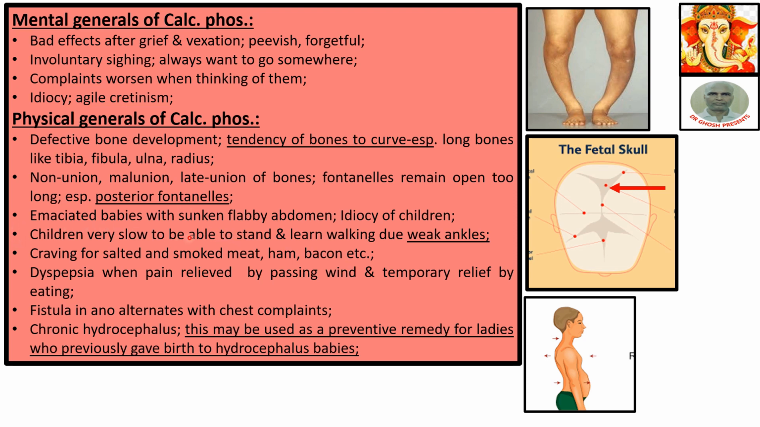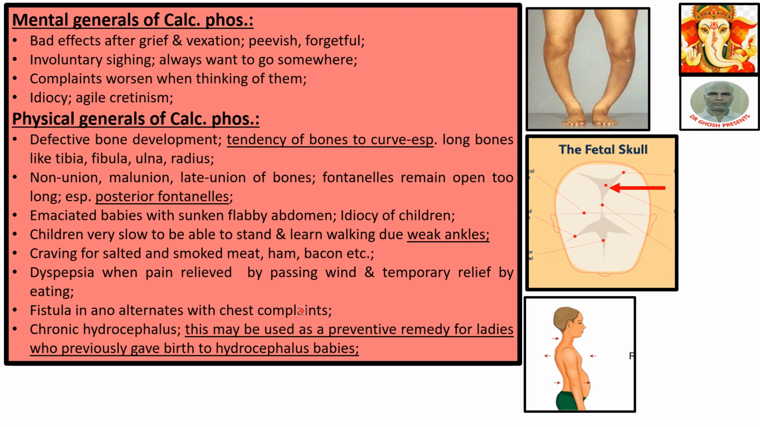Emaciated babies with sunken flabby abdomen. Idiocy of children. Children very slow to be able to stand and learn walking due to weak ankles. Craving for salted smoked meat, ham, bacon, etc. Dyspepsia where pain is relieved by passing wind and temporary relief by eating. Fistula in ano, that is anal fistula.